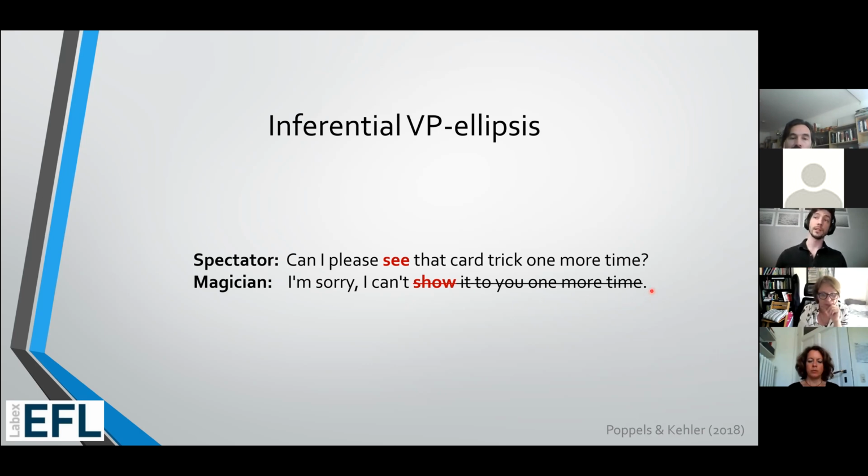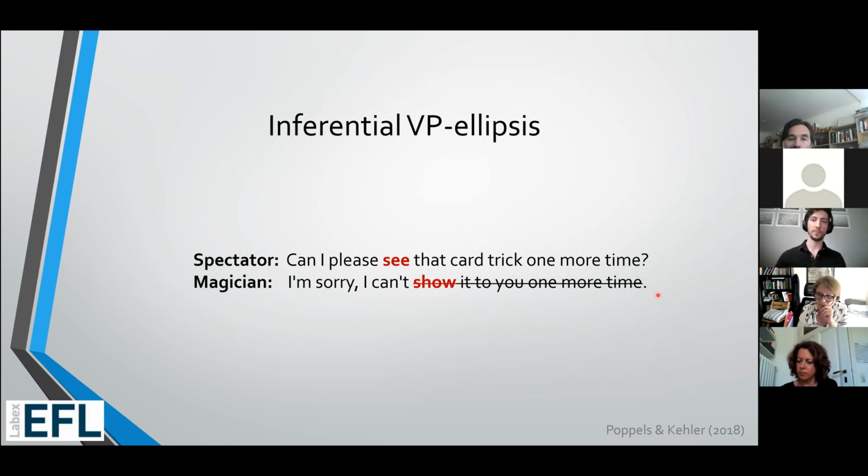And that's interesting because if you pay attention exactly to what the context provides you, there's actually a certain inference you need to perform to go from "see the card one more time" to "show the card one more time," right? You recognize this as a request, and you are denying the request.